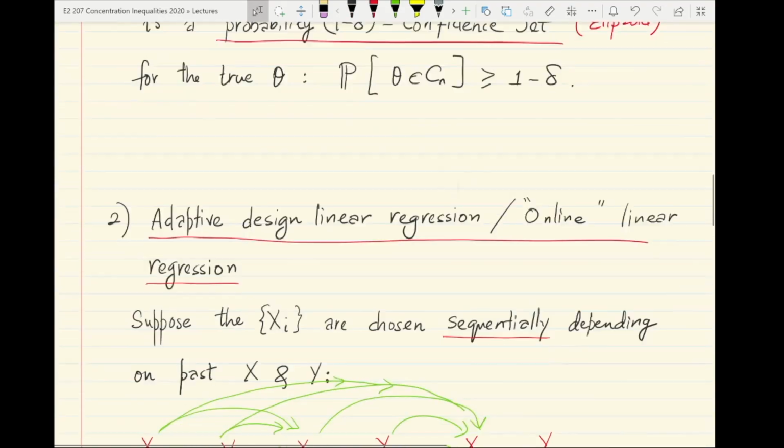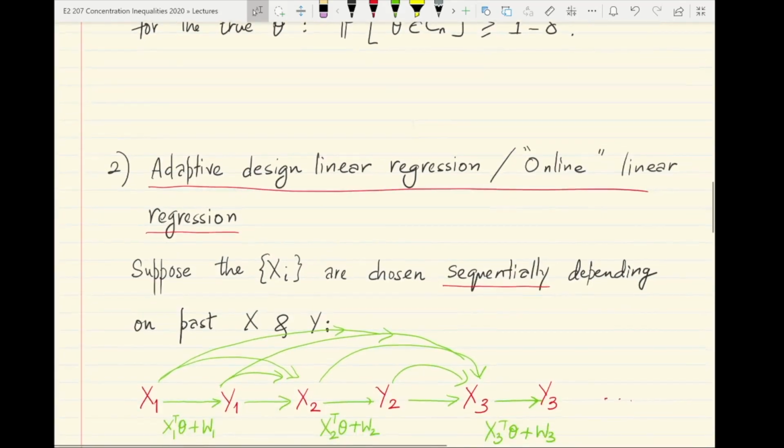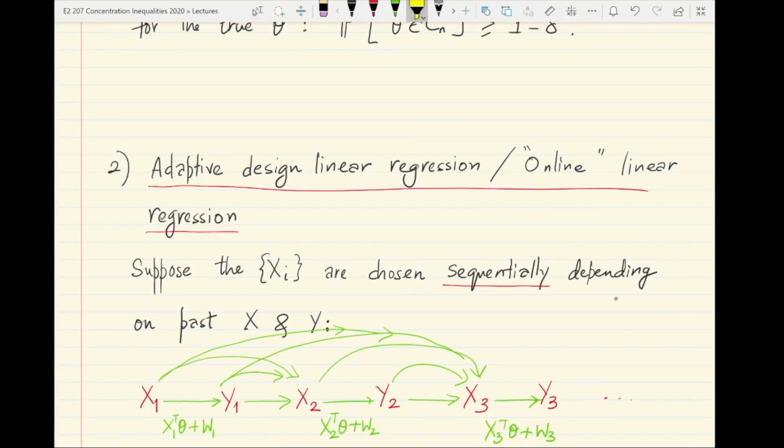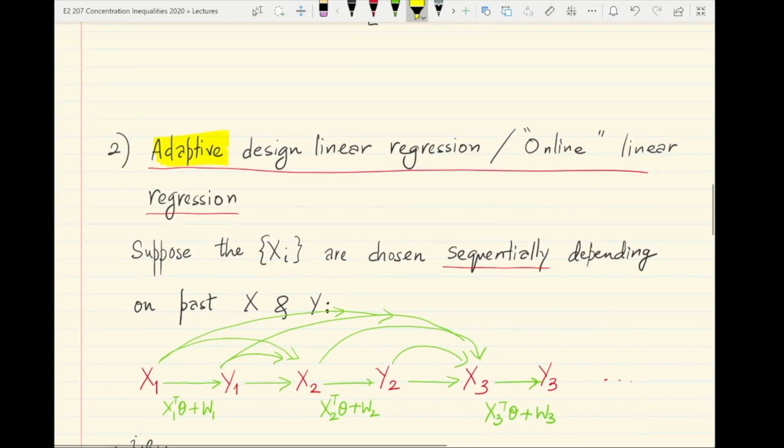So we now next come to a more complicated setting which often arises in practice, and this is the setting of not fixed design linear regression but adaptive design linear regression. It's also called online linear regression, but the setting is basically as follows. Suppose the measurements xi are also random along with the yi's, in the sense that the xi are chosen sequentially and adaptively depending on the previous x's and y's.